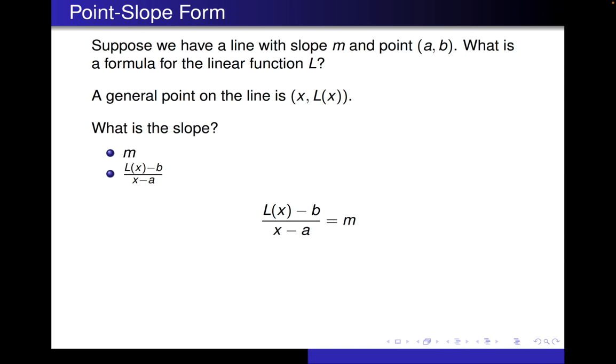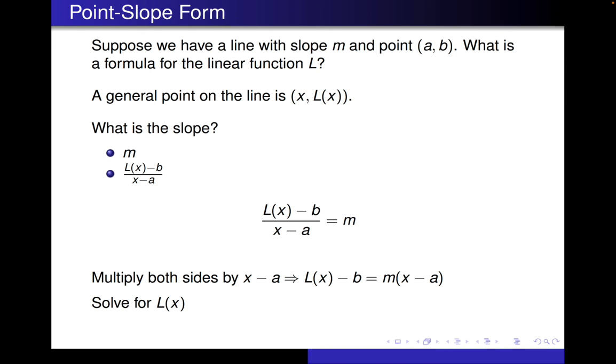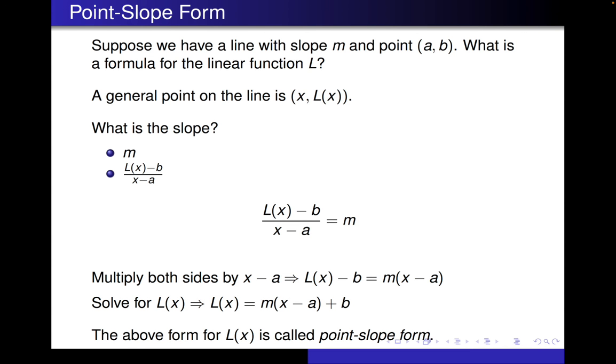And then it's just a matter of solving for L of x. So we can multiply both sides by x minus a. That's going to cancel out the denominator x minus a on the left-hand side, so we get L of x minus b. And on the right-hand side, we get m times (x minus a). Now, if we add b to both sides, solving for L of x, we end up with L of x equals m times (x minus a) plus b. And that is what is called our point-slope form.